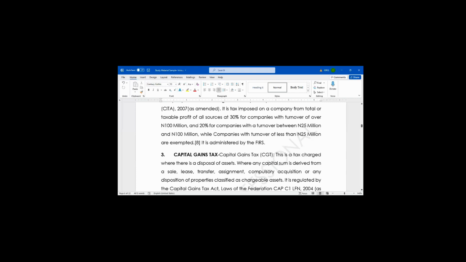The difference between the sales proceed and the cost of acquisition is called capital gain. That means 80 minus 5 million, 75 million is the capital gain. And you will pay capital gain tax at the rate of 10%. The rate of capital gain tax is 10%. That means out of that 75 million, you are going to pay a capital gain tax of 7.5 million, which is 10% of 75 million. That is your CGT.